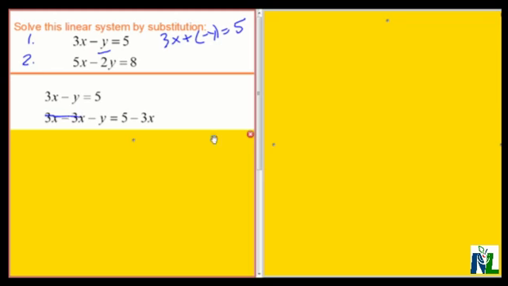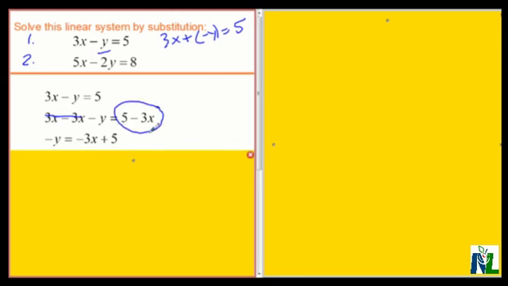3x minus 3x is 0, so on the left, 0 minus y will be negative y. And on the right, I'm going to rearrange this piece. Instead of writing 5 minus 3x, I'm going to write it as negative 3x plus 5. Now, I want to get y by itself on the left-hand side. Negative y means negative 1y.